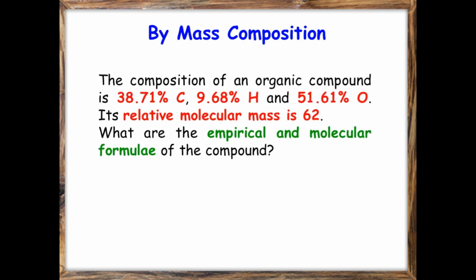Let's try to answer this question. Given to you mass composition. The composition of an organic compound is 38.71% carbon, 9.68% hydrogen, and 51.61% oxygen. Its relative molecular mass is 62. What are the empirical and molecular formula of the compound?